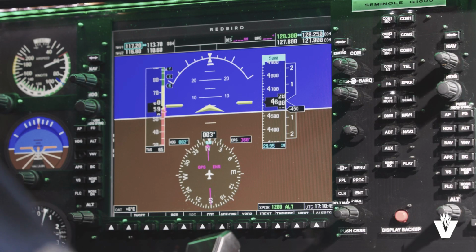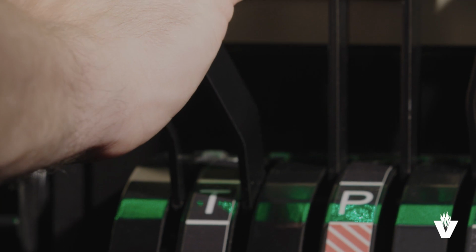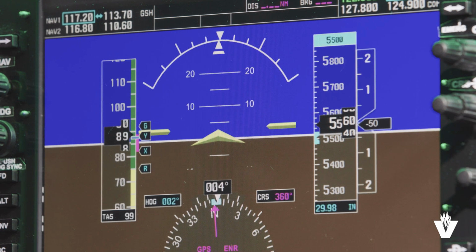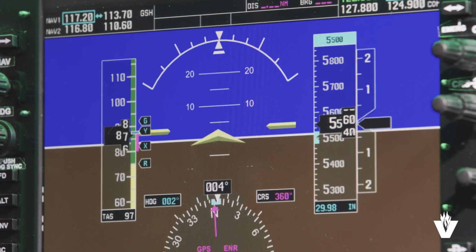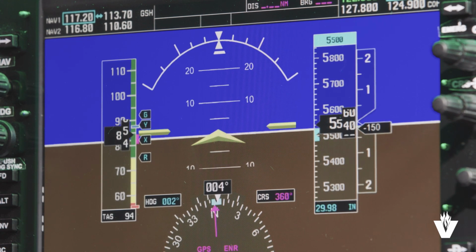Let's go over the recovery procedure. Simultaneously reduce angle of attack and power up. Relax the back pressure on the yoke, gently lower the nose towards the horizon. Smoothly push throttles from idle to full forward. The propellers should already be full forward. Pitch up for a climb. Target best rate or best angle of climb. Target an airspeed of 82 or 88 knots.